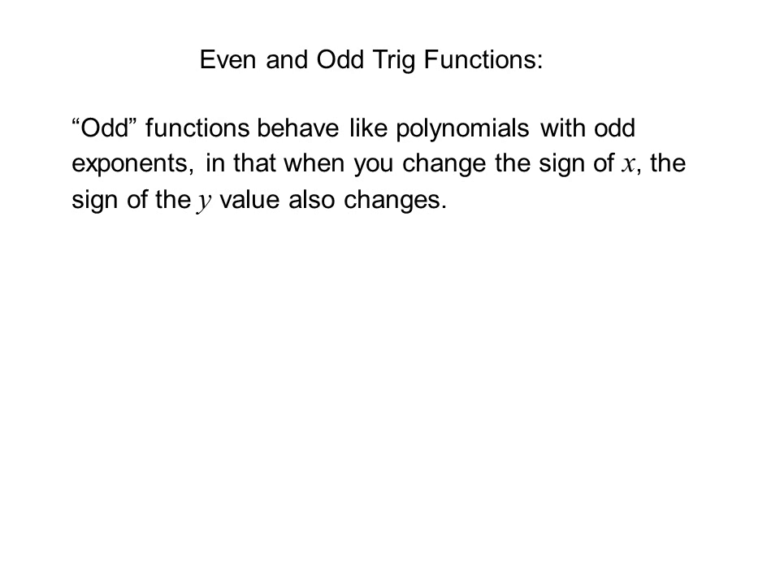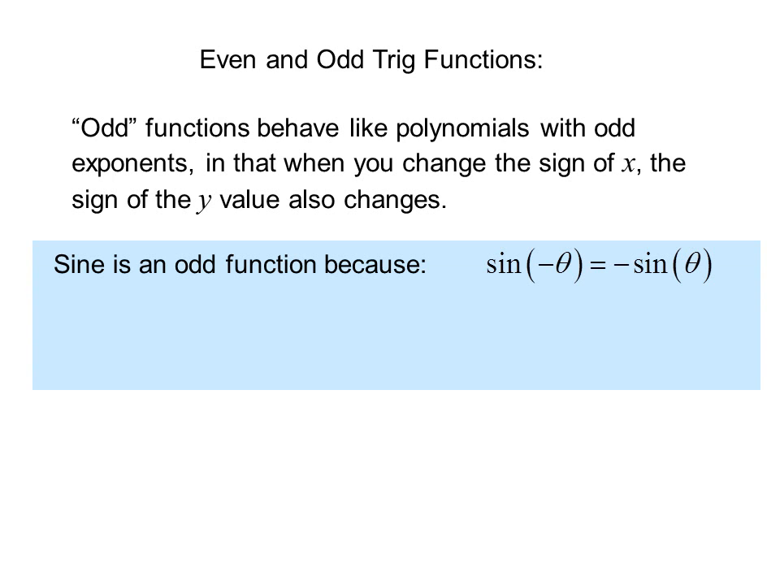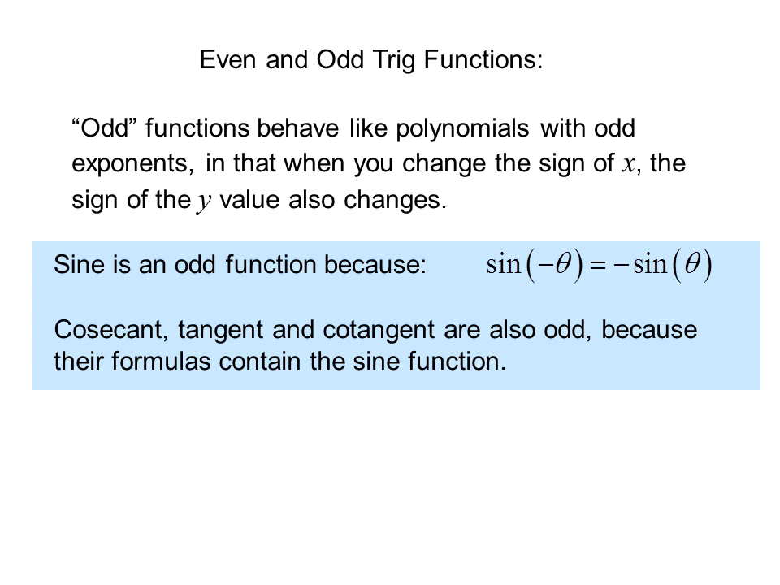Odd functions behave like polynomials with odd exponents in that when you change the sign of x, the sign of the y value also changes. Sine is an odd function because sine of negative theta equals negative sine theta. Cosecant, tangent, and cotangent are also odd because their formulas contain the sine function. Odd functions have origin symmetry.